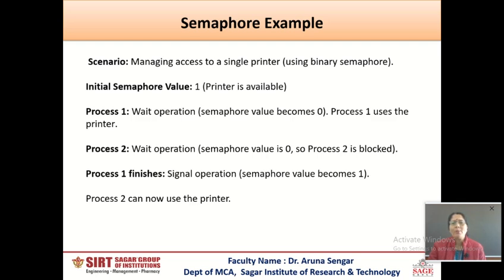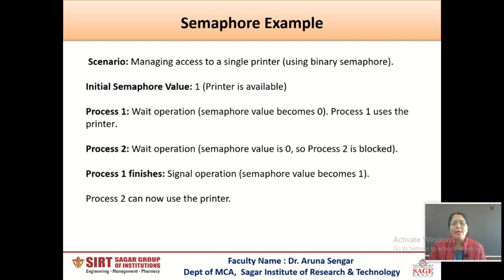Wait operation means the semaphore value becomes 0, because the initial value of the semaphore is 1. When one process occupies the printer resource, the semaphore value becomes 0. And what happens for process 2? When process 2 requests the resource, it checks the value of the semaphore, finds it is 0, so process 2 is blocked. Means for process 2 there is no resource available.